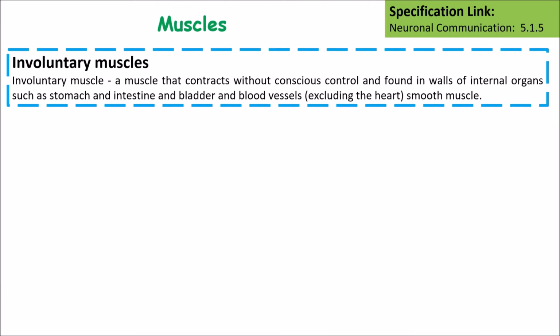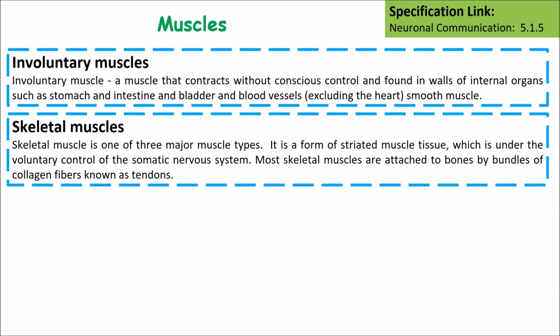So, there are many different types of muscles. Involuntary muscles are muscles that contract without conscious control and are found in the walls of internal organs such as the stomach, intestines, and bladder. Skeletal muscles are one of three major muscle types. It's a form of striated muscle tissue which is under voluntary control of the somatic nervous system.